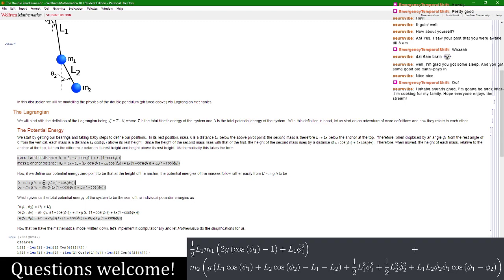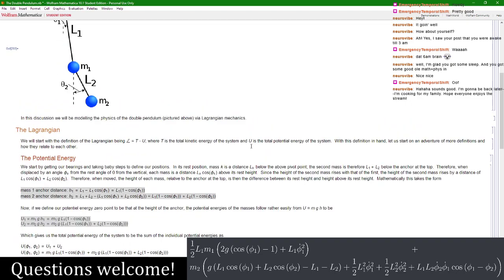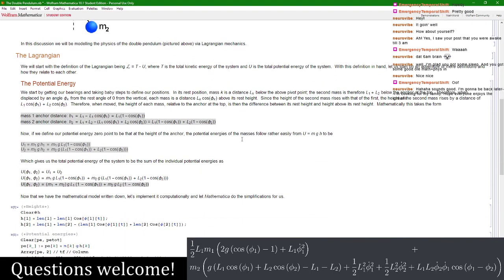The potential energy of the first mass is just a multiple of that height, and then similarly, the potential energy of the second mass is likewise. I'm not going to read all of these out because you can see it right there. That's very small though, so why don't we zoom in? There we go. That's probably much better for you guys.